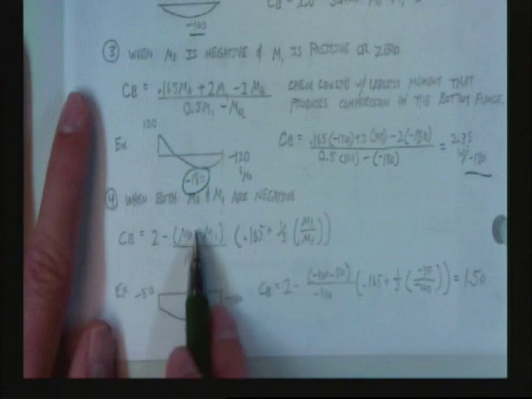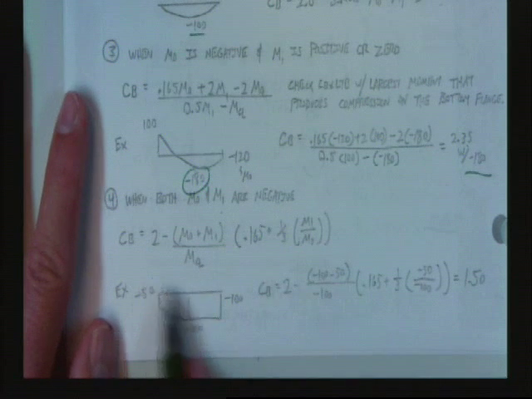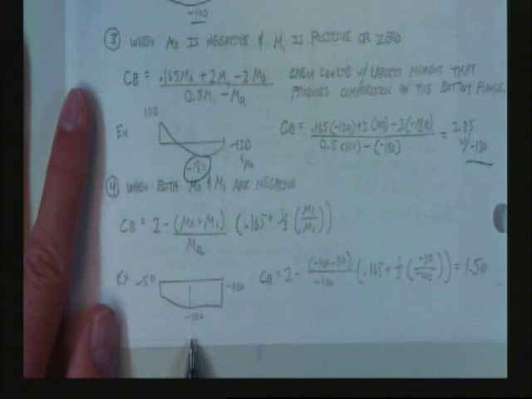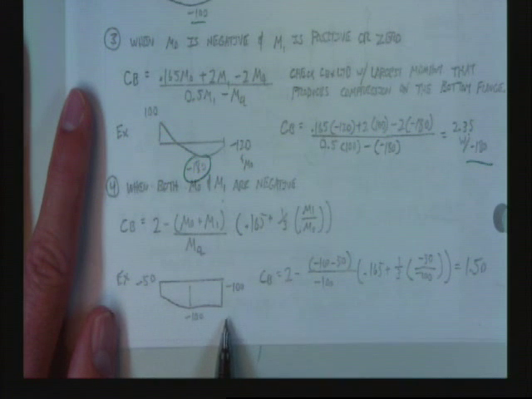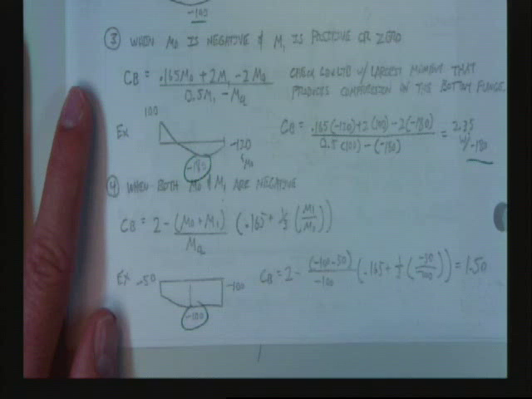When both M naught and M1 are negative, you're going to use this equation. And then you're going to use it with the largest moment. The largest moment in this case would be minus 100. This is not hard. It's not hard at all. It's easy. It's just complicated.